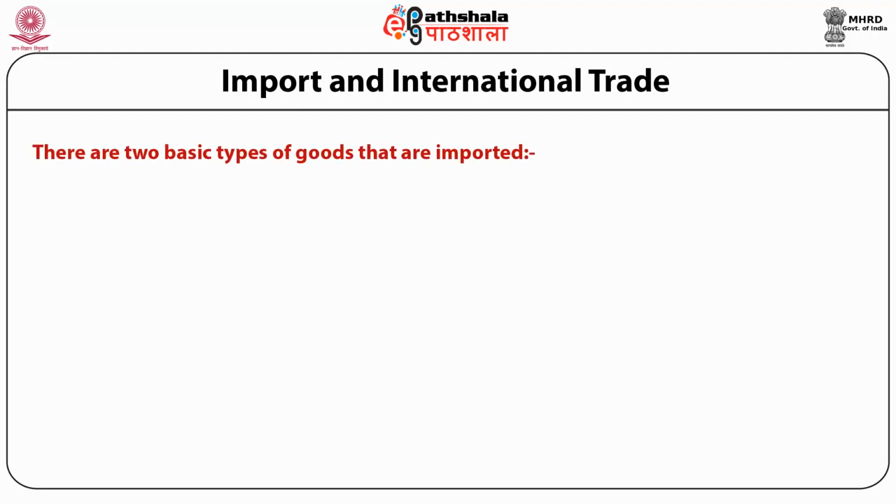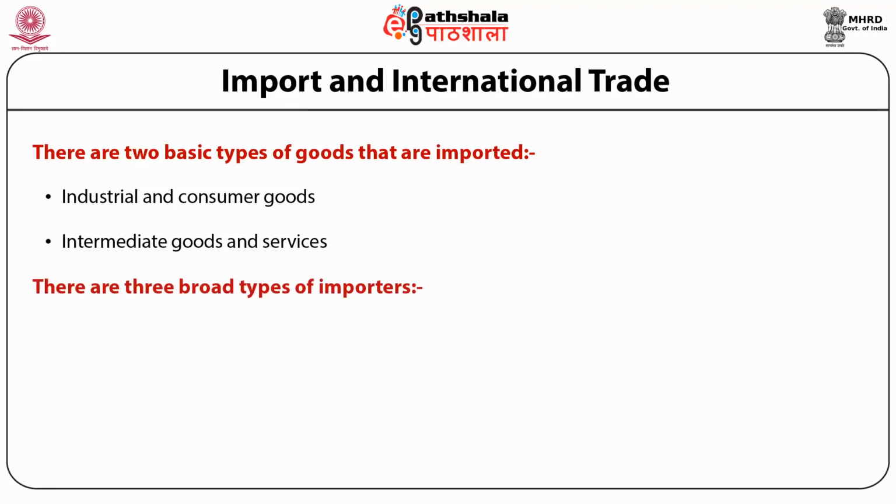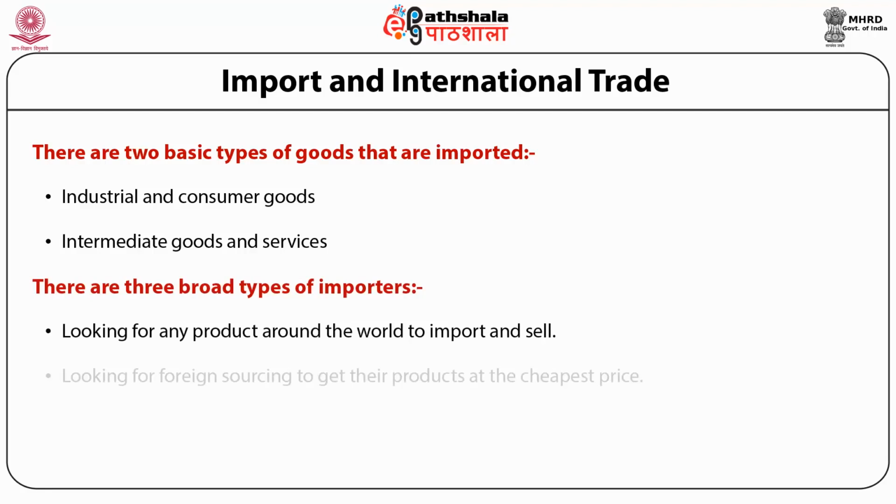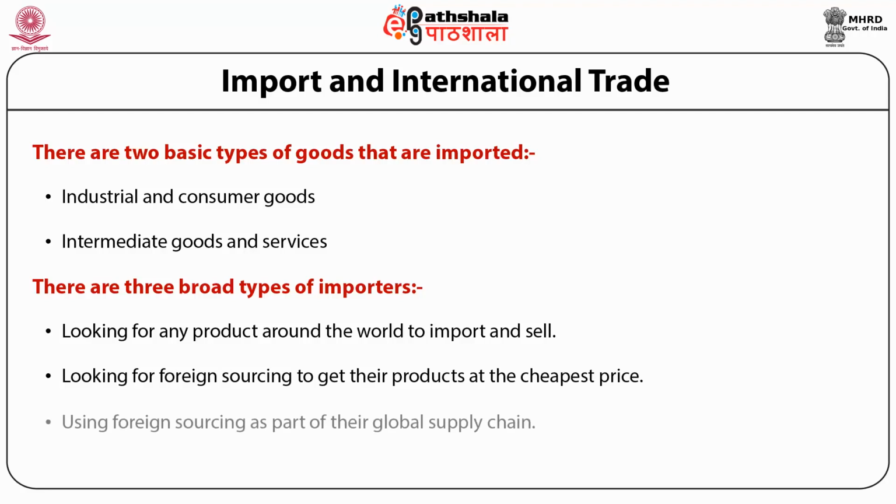There are two basic types of goods that are imported: industrial and consumer goods, intermediate goods and services. There are basically three broad types of importers. Those who are looking for any product around the world to import and sell. Others are looking for the foreign sourcing to get their products at the cheapest price. Another category is using foreign sourcing as a part of their global supply chain.